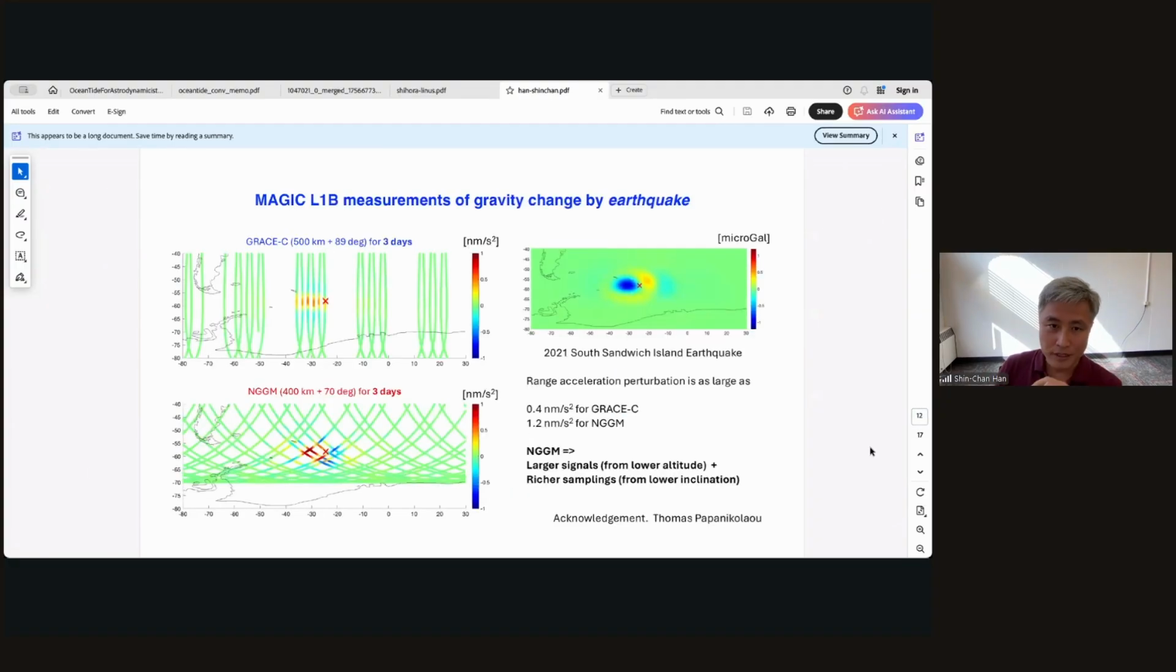So the last two slides are highlighting the ground track. The top left shows 3 days of ground track, 500 kilometer polar orbit. The bottom is the NGGM ground track, 400 kilometer, 70 degrees. So in 3 days we have a much better coverage for this particular earthquake that happened in South Sandwich Islands. And the magnitude of perturbation is 3 times higher because NGGM is 100 kilometers lower. Next one, please.